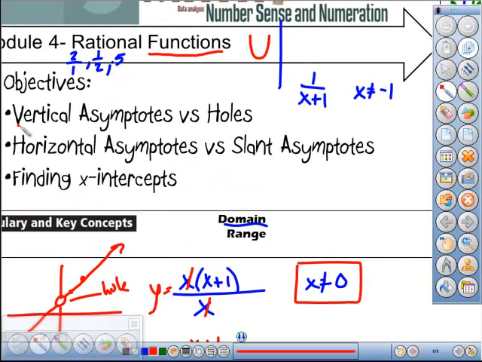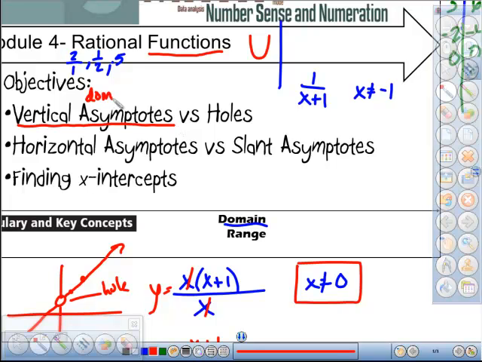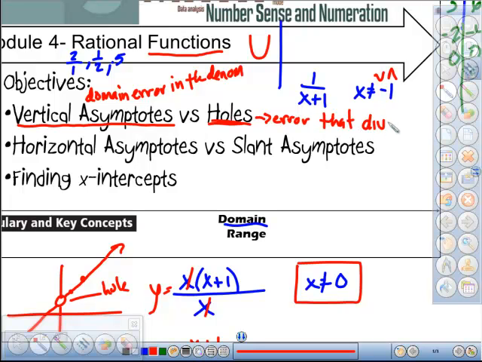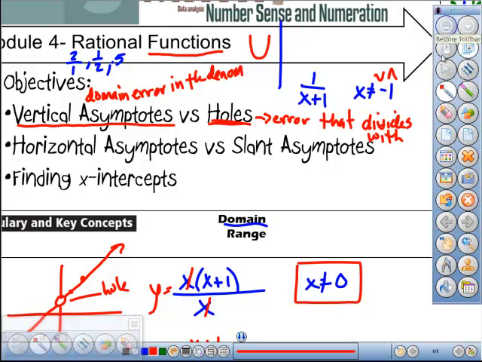A vertical asymptote is a domain error in the denominator. So a vertical asymptote is a domain error in the denominator. So right here, this would be a vertical asymptote. And then a hole is when it cancels or divides. So it's an error that divides with the numerator, or the top.